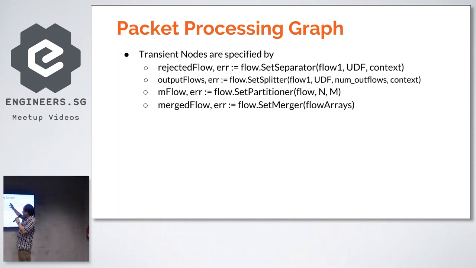And then finally there's a merge flow where you can combine several flows into a single flow. When you do that, you need to always remember these are transient nodes. All this splitting, merging, whatever, they are all taking place on the CPU. They actually haven't gone out onto the network ports yet. So you can always remerge them later and do whatever you want.